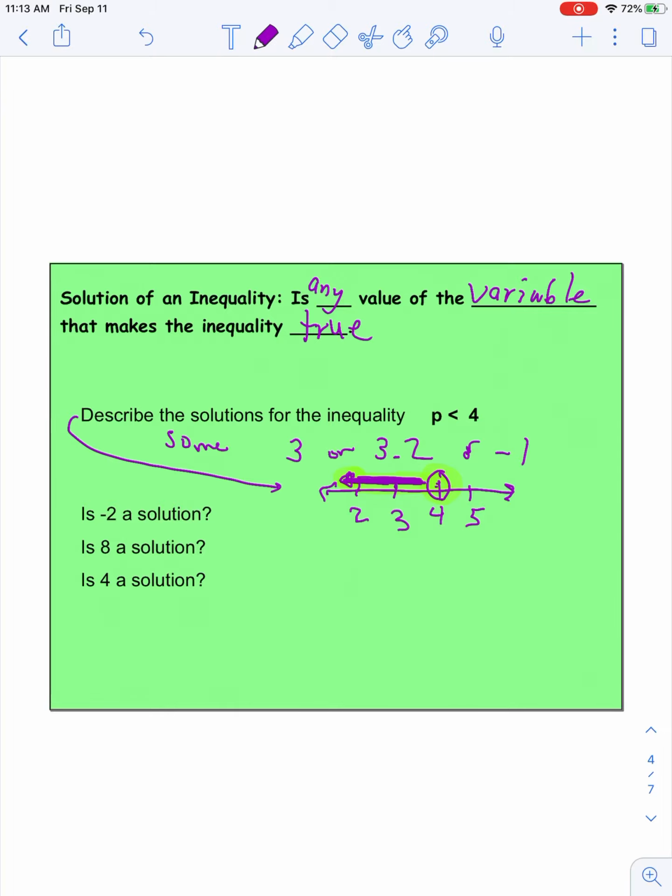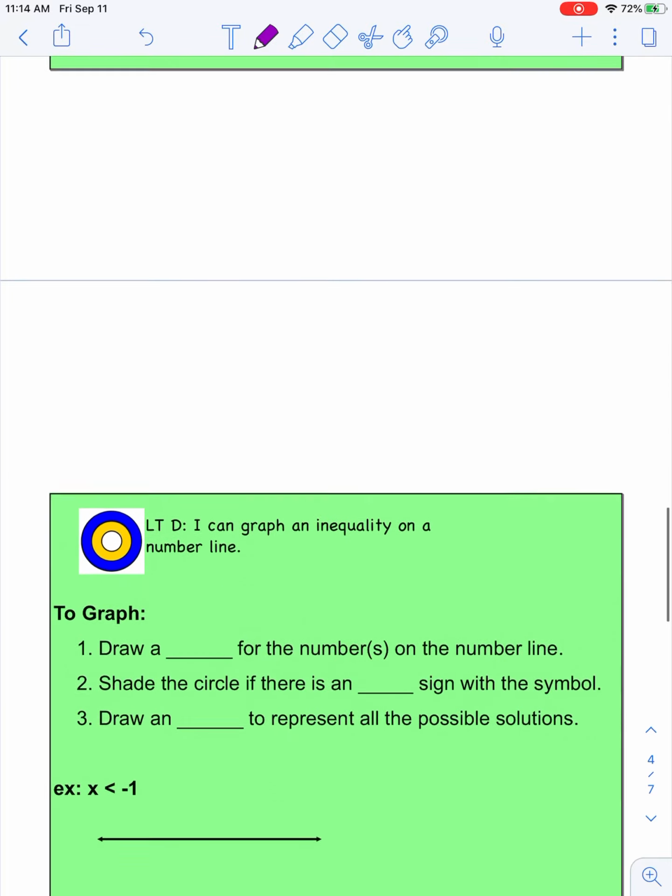So if you're asked, is -2 a solution? Is 8 a solution, or 4? Okay, you could see, is that number graphed? Well, -2, yes, that is a solution. Is 8 a solution? No. Is 4 a solution? No. Because 4 is not less than 4. 4 is equal to 4, but that's not part of our solution set because we have that open circle. So that's some review and background on inequalities.